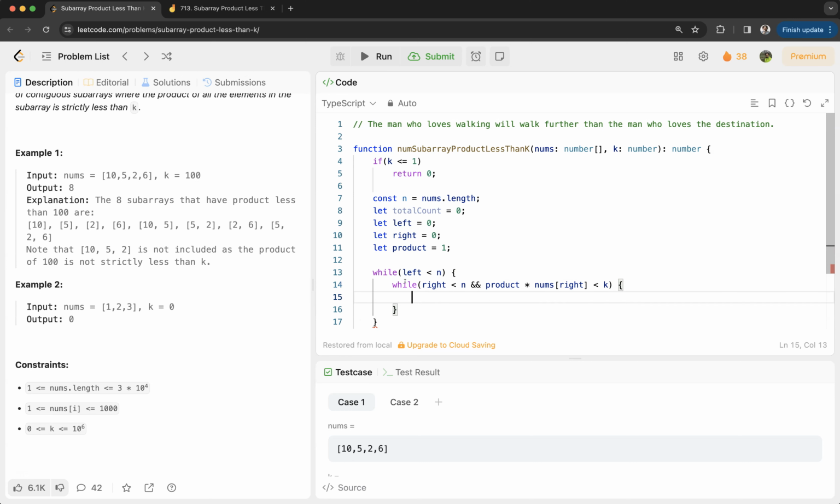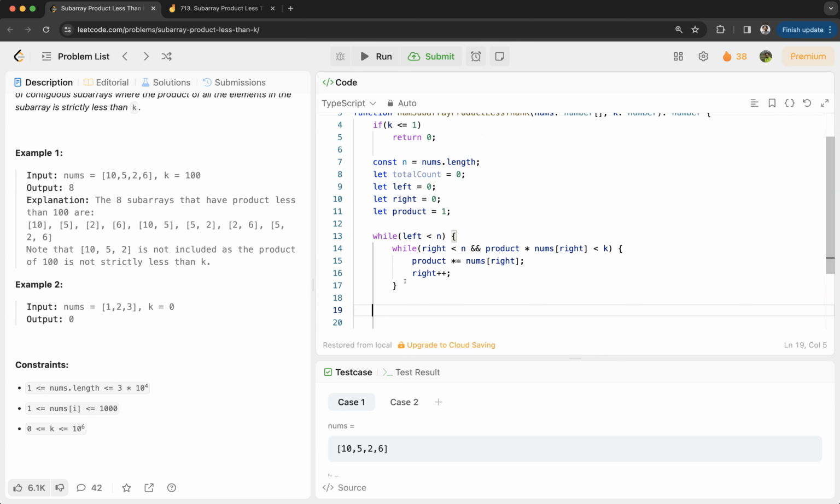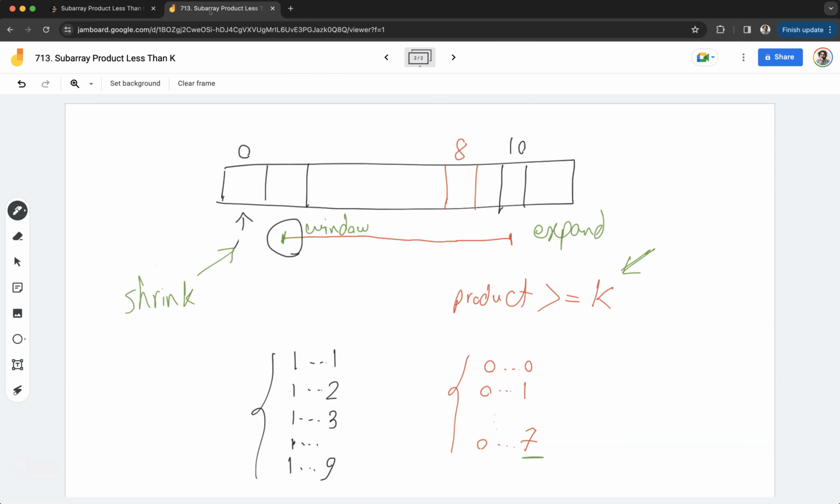If that is the case, we update product. So product is equal to product times nums right. And then we move right 1 step forward. So right plus plus. That's it. So when we stop here, we should add right minus left to the answer. So if we go back to this example, the first one, we stopped at 8. So 8 minus 0 is going to be 8.